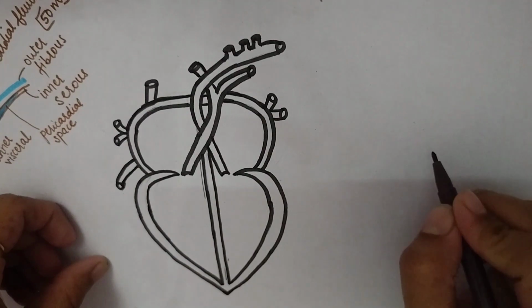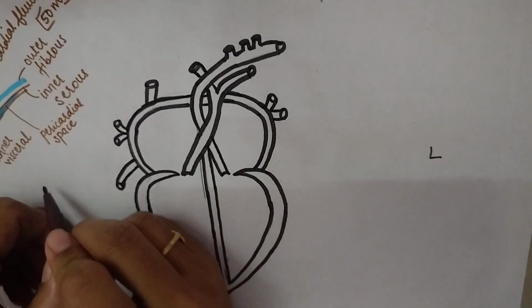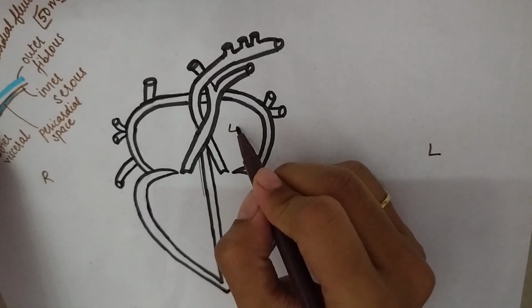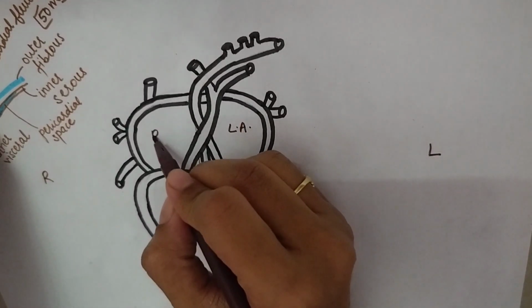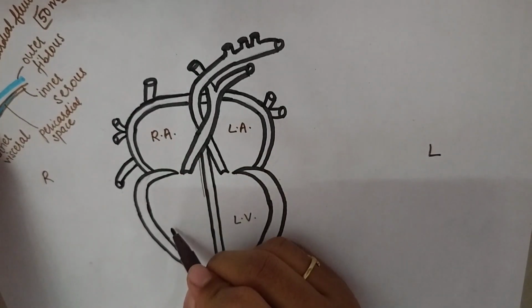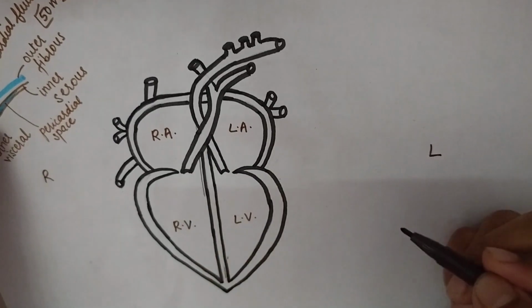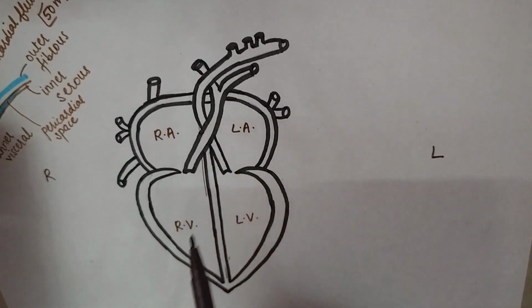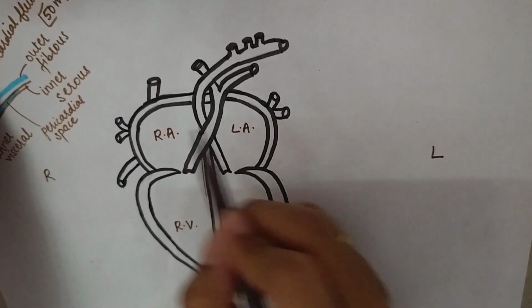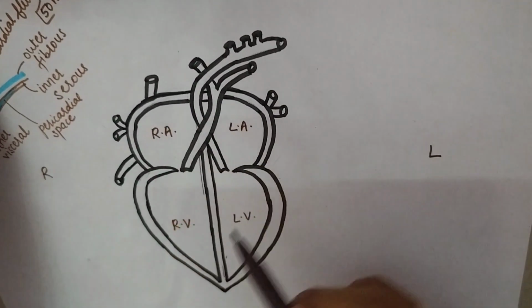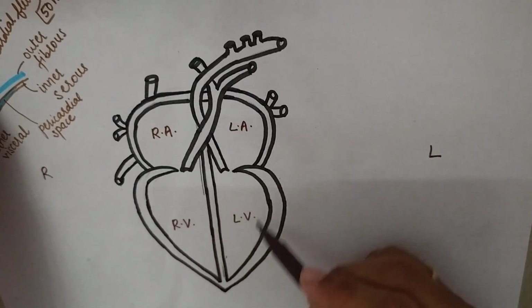These 2 upper superior chambers are called the atria. So let's assume that this is the left part of the heart and this is the right part of the heart. So this becomes the left atrium, this becomes the right atrium. Similarly, this is the left ventricle and this is the right ventricle. So we have 4 chambers of the heart, 2 atria and 2 ventricles respectively. Now these 2 atria, they have thin walls. So these are thin walled structures, whereas the ventricles, they have thick walls.